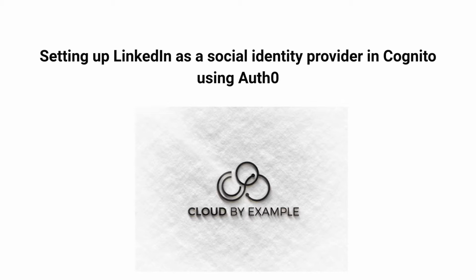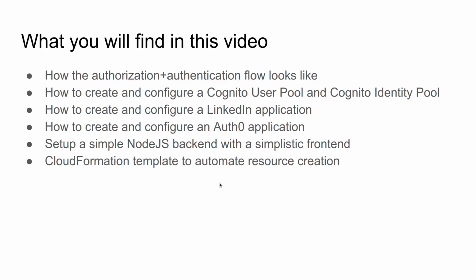Today I would like to show you how you can set up LinkedIn as a social identity provider in Cognito using Auth0. How you can create and configure all of the resources in AWS, so the user pool and identity pool in Cognito. Then I will show you how to create and configure a LinkedIn application, an Auth0 application, and build a simple Node.js backend with a very simplistic front end. And in the end, I will introduce a simple CloudFormation template to automate resource creation for AWS.